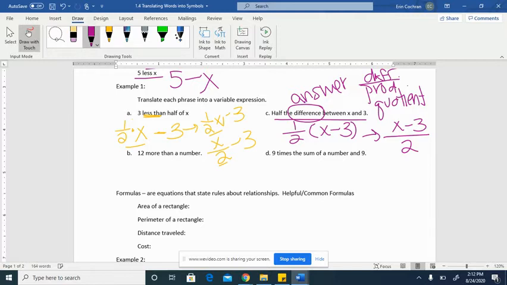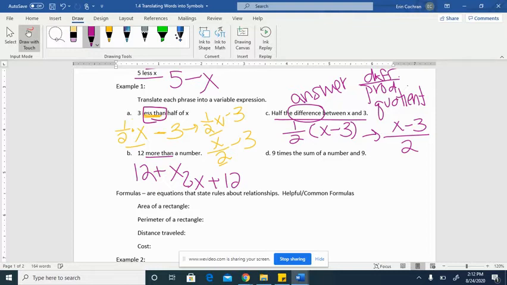All right, B, 12 more than a number. More than represents addition. So 12 more than x, so 12 plus x. Or you could write x plus 12, because if you remember, with less than we usually switch that order, but addition is commutative, so it doesn't matter which way you go with that.